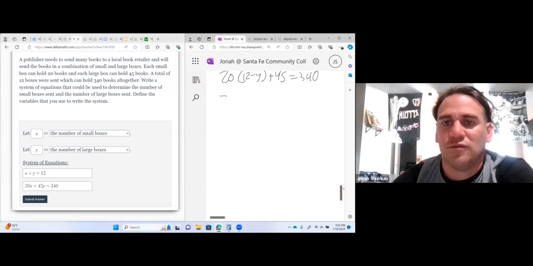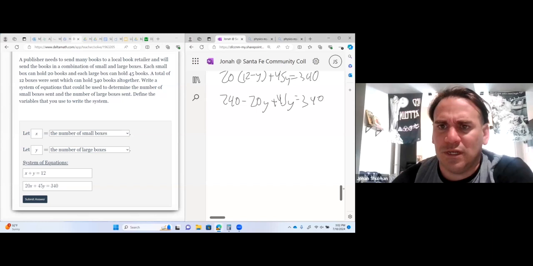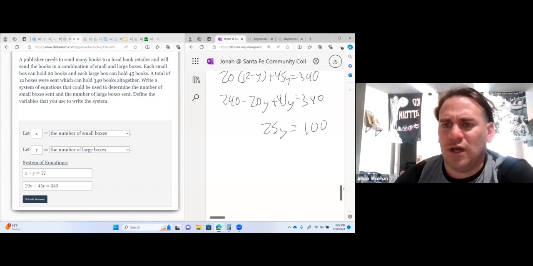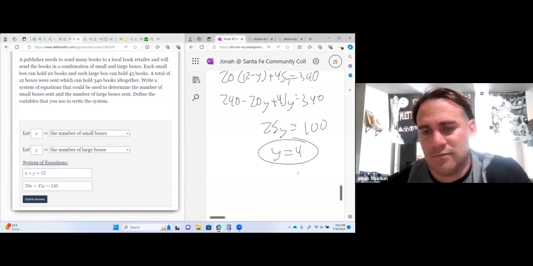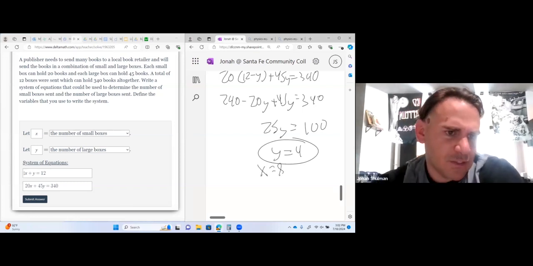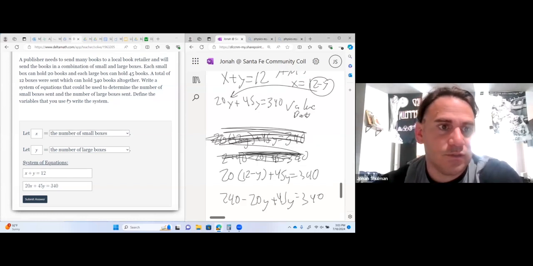All right, so we have 240 minus 20Y plus 45Y equals 340. So we subtract 240, so this is 100. And negative 20 and 45 is 25Y. Divide by 25, Y is equal to 4. So if Y is 4, that makes X 8. That's one way. The other way would be you multiply this by 20 and you subtract the 2. You're still going to get that answer. And the fourth way is this.